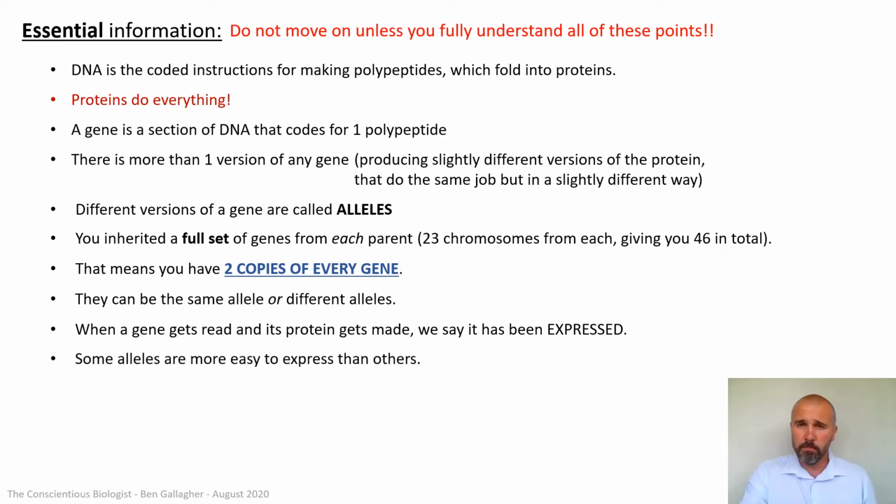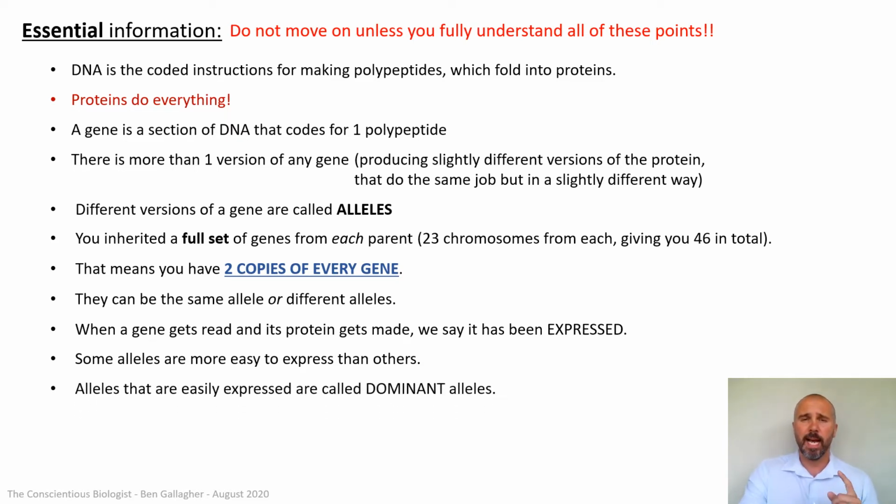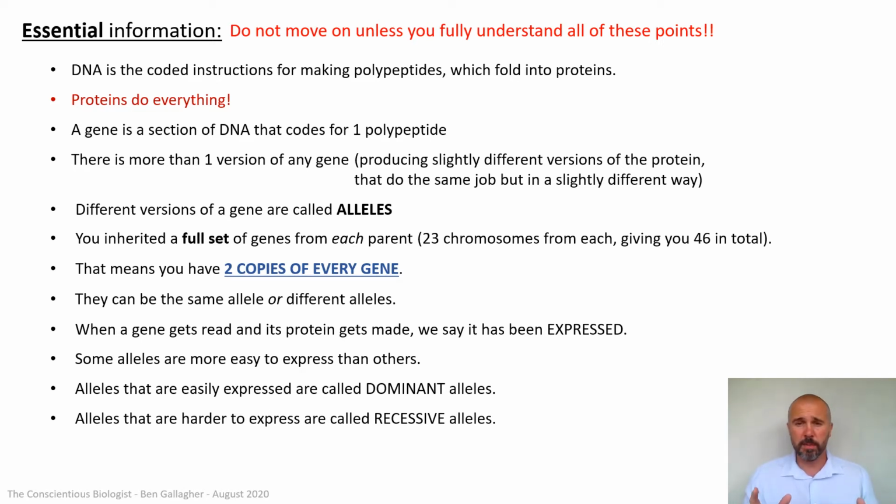Some alleles are easier to express than others. This is vital. Alleles that are easily expressed, as in alleles that can easily be read by the body, made into the little copy that goes to the ribosomes, which the ribosome can easily turn into protein, are said to be dominant alleles. Alleles that are a bit harder to express are called recessive alleles.